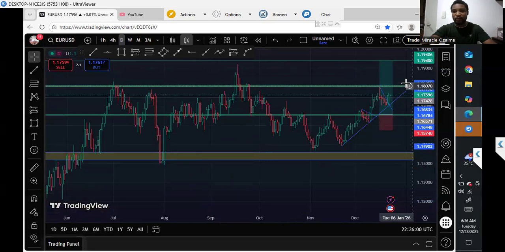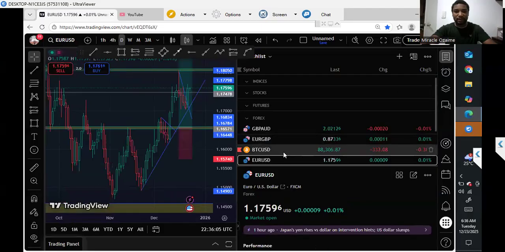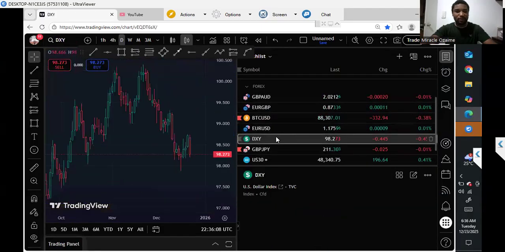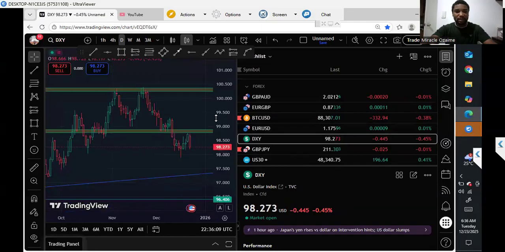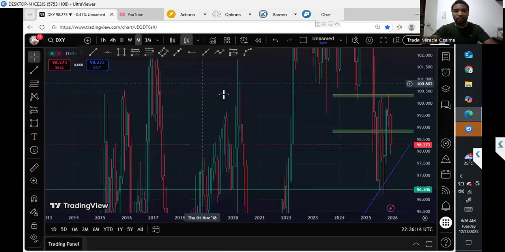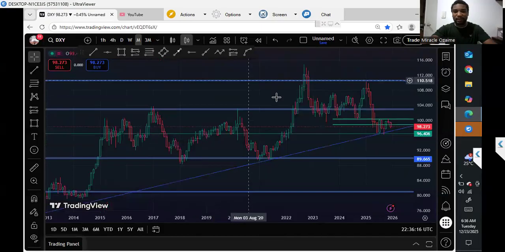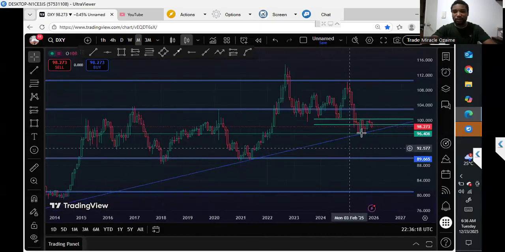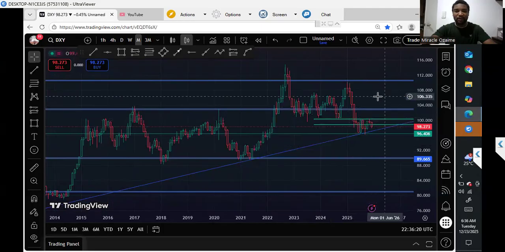I like to correlate the both together because DXY is Euro USD inverted. So I'm looking at what is happening on DXY as of the moment. If you go to your monthly time frame, remember on the monthly time frame on DXY, I was looking at this level as a double top already as of around this area.